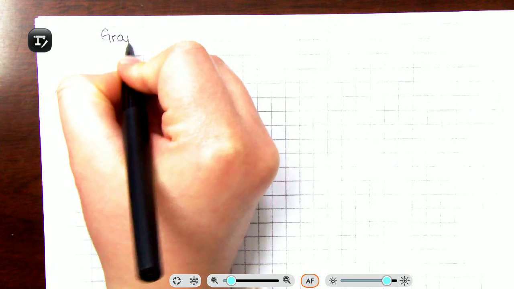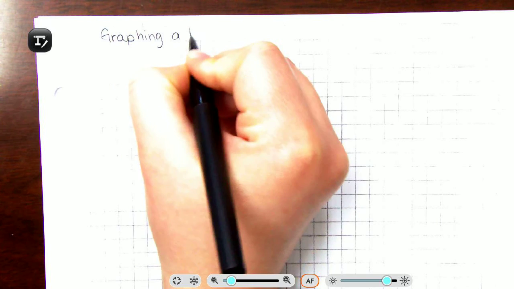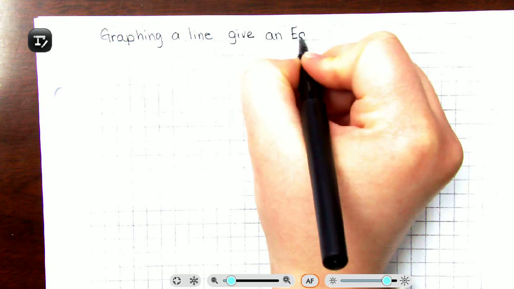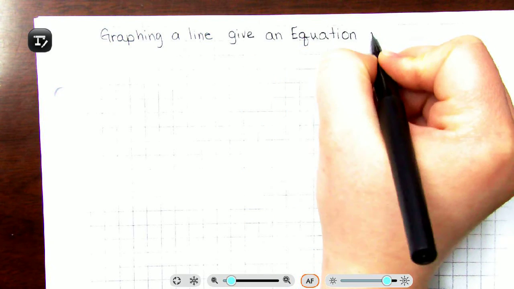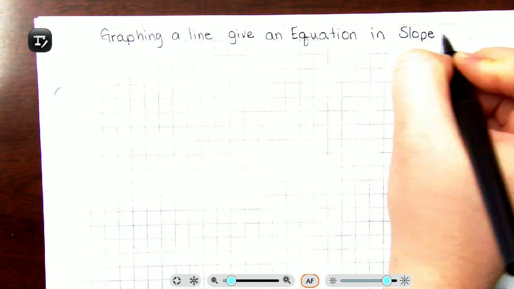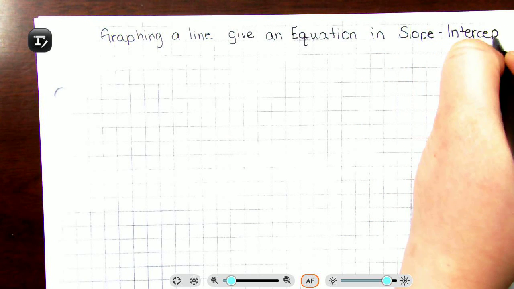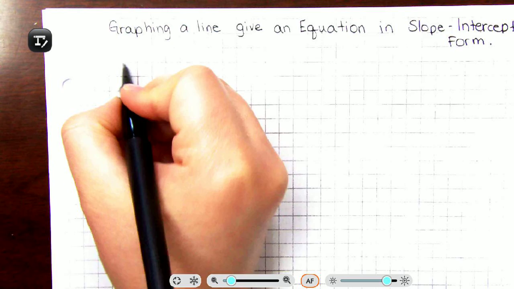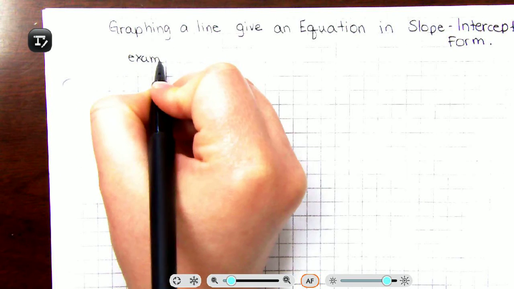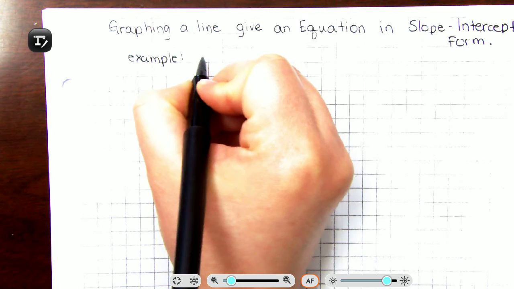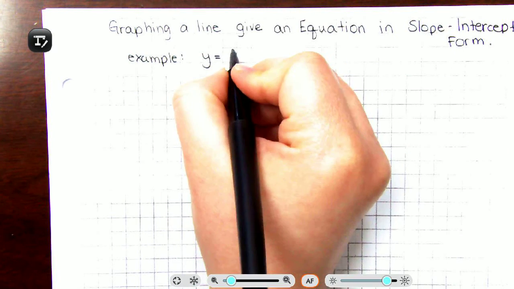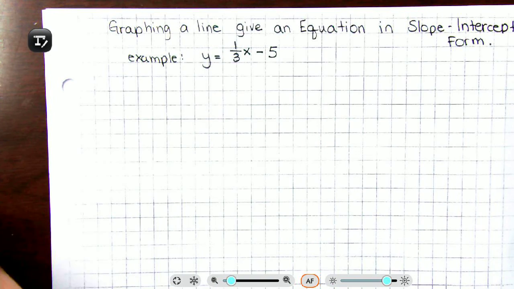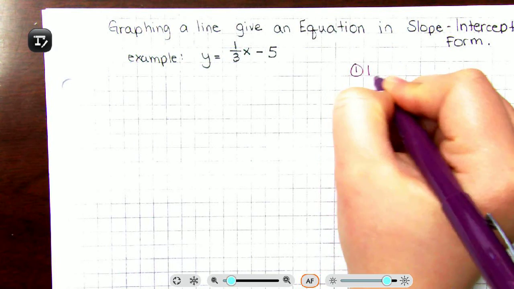Graphing a line given an equation in slope-intercept form. Almost ran out of room there. Okay, so let's say we have an equation. Example. We have an equation that says y equals 1/3 x minus 5. So step number 1 is to identify your y-intercept.